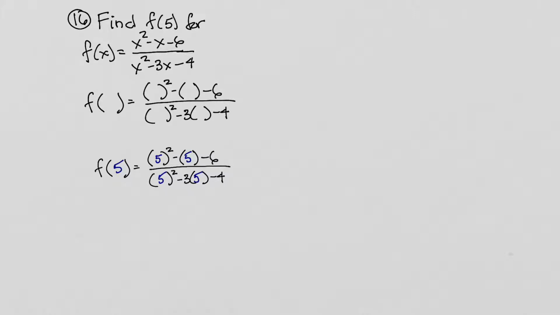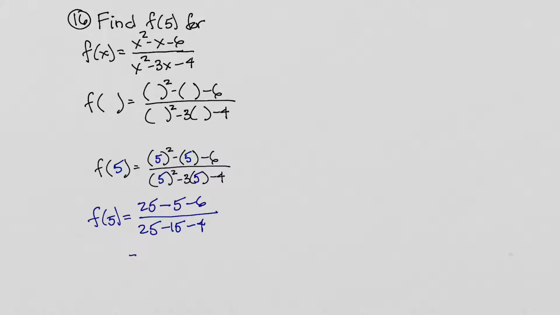And now we'll compute. So we'll get f of 5 is equal to, up here, 5 squared is 25, minus 5, and then minus 6. And in our denominator, we're going to get 5 squared, so there's a 25 again. And then we've got negative 3 times 5, so there's a minus 15. And then we've got minus 4, so we'll put that in here.